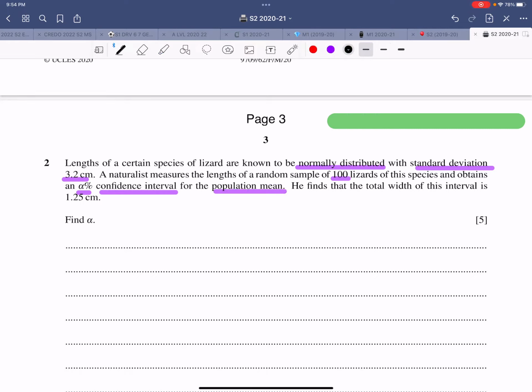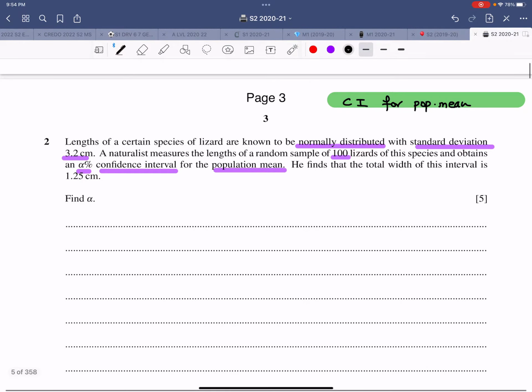This question is about confidence interval for population mean, and then it would either be asking about calculation of this confidence interval or the width. Let's see. He finds that the total width of this interval is 1.25 centimeter. Find the percentage of confidence interval, which is denoted by the symbol alpha.